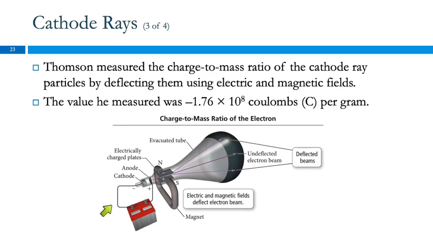And he did that using something that looks like this. So he made a kind of a funny looking cathode ray tube. So here's the cathode, and now the tube is bulgy at the end, and he's got a magnetic field here and an electric field, and by changing those fields, he can cause this beam to move, and he could measure how much it was deflected.